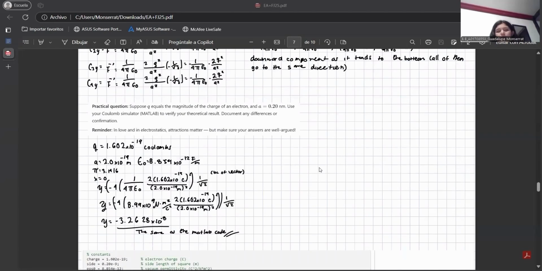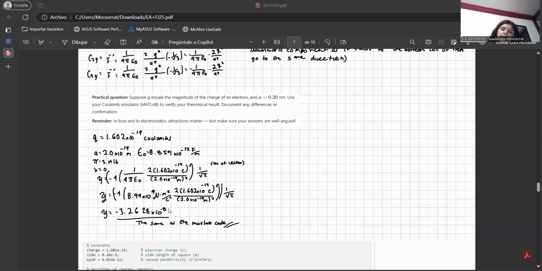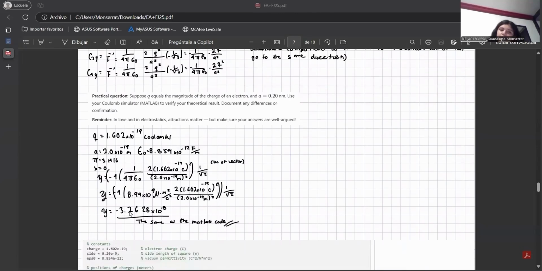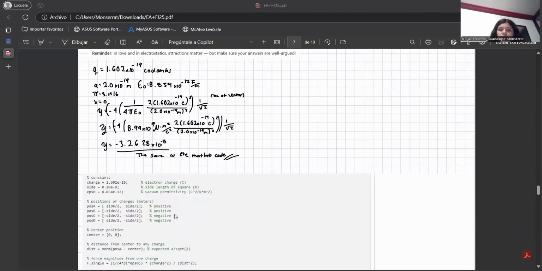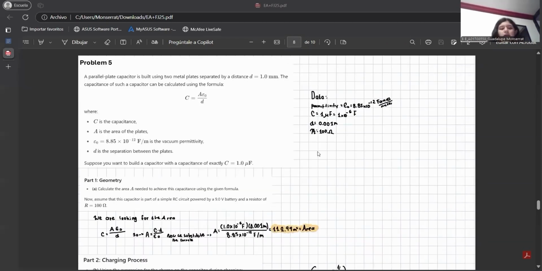Now for the practical question, we take the previous equation that we got, and we substitute with the information given by the professor, and our final answer is minus 3.26 times 10 to the minus 8 power, which is almost the same as in the MATLAB code, which is here, with just minor discrepancies because of the decimals.